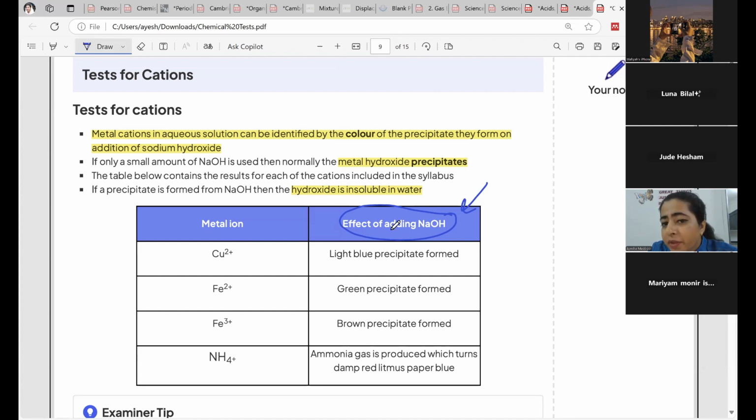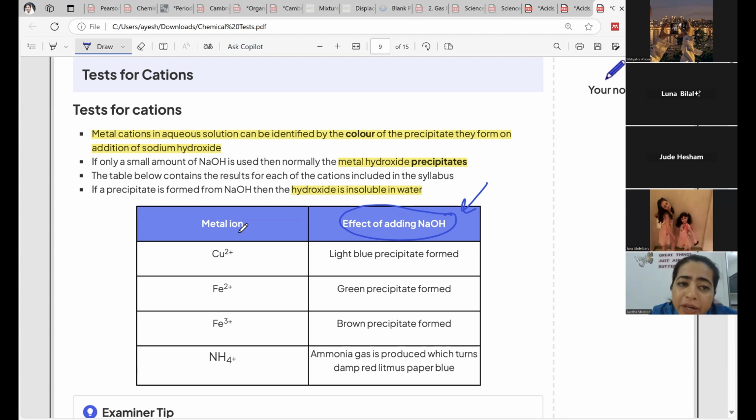Add sodium hydroxide. As soon as you are going to add sodium hydroxide in the solution of metal ion, meaning aqueous solution, in the form of solution, we are taking the solution of the metal, not the solid metal. As soon as you add the sodium hydroxide in the solution, it is going to make a precipitate. This sodium will replace, and we are going to get the metal hydroxide precipitate at the end, and that precipitate will have some color.